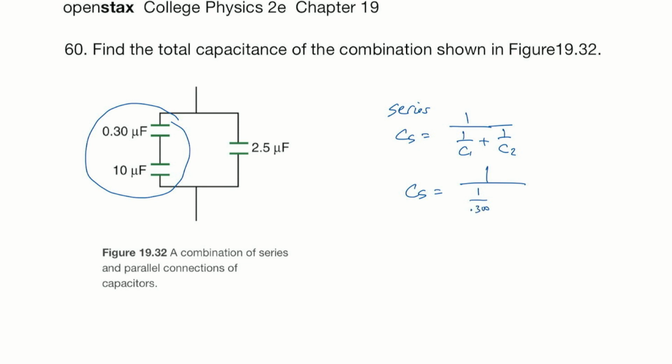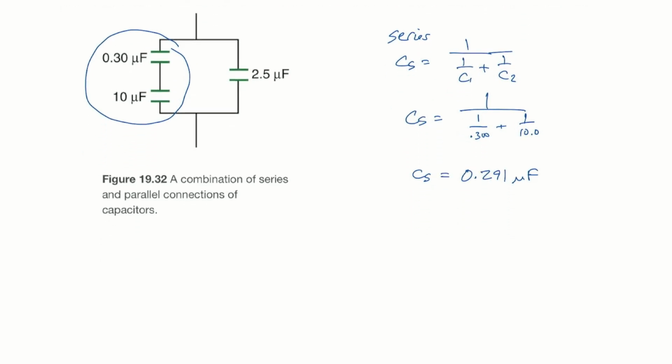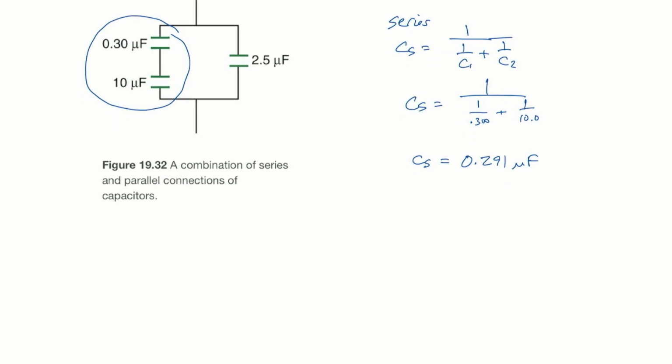0.300 microfarads plus 1 divided by 10.0 microfarads. I computed that and I found it was 0.291 microfarads. And now we redraw the combination. We redraw it.